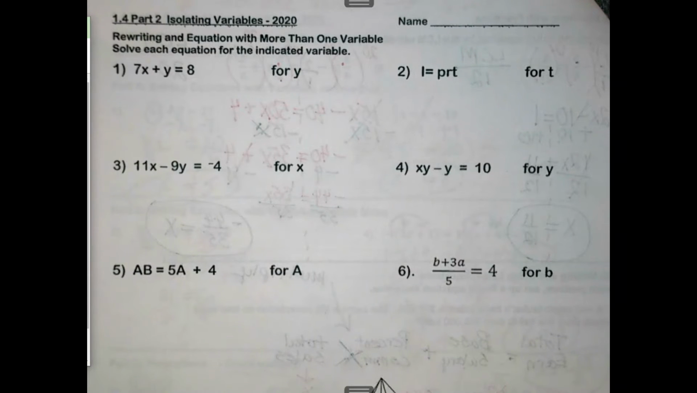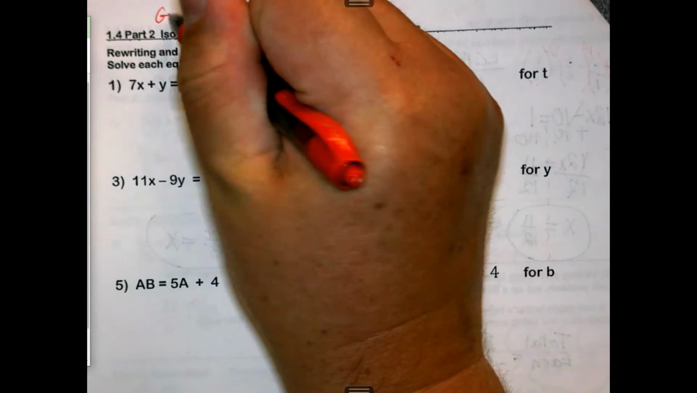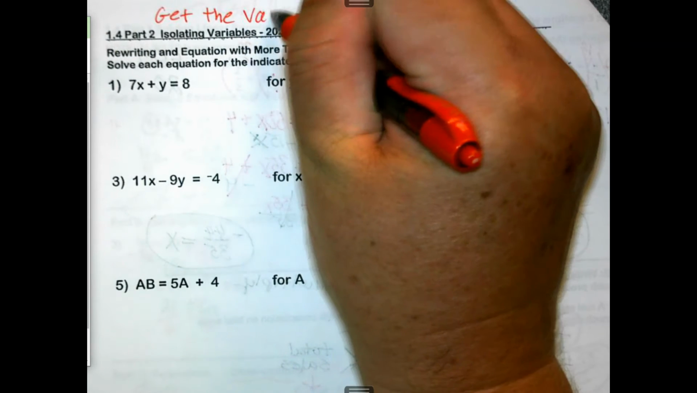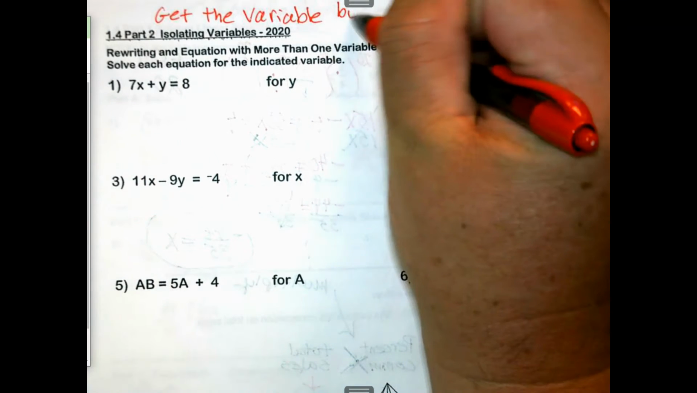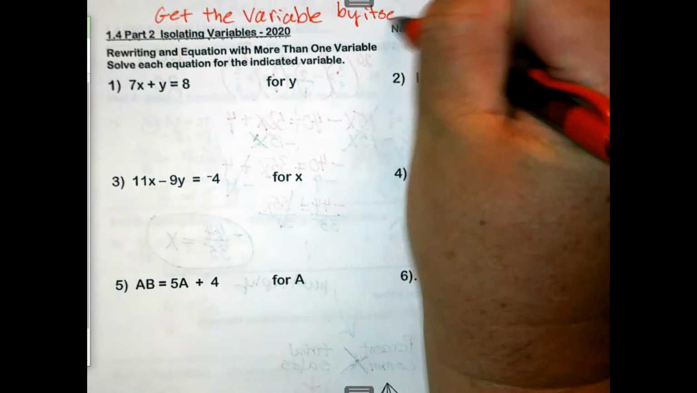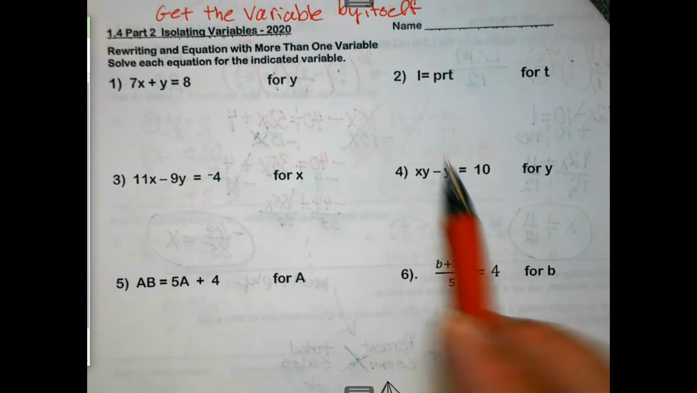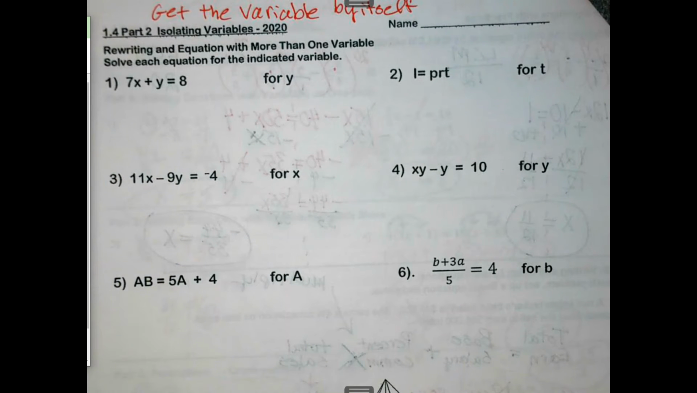To isolating variables. Right? Remember isolating? You have to get the variable by itself. Get the variable by itself. Okay, now you guys are fortunate because they're going to tell us what variable to look for here.